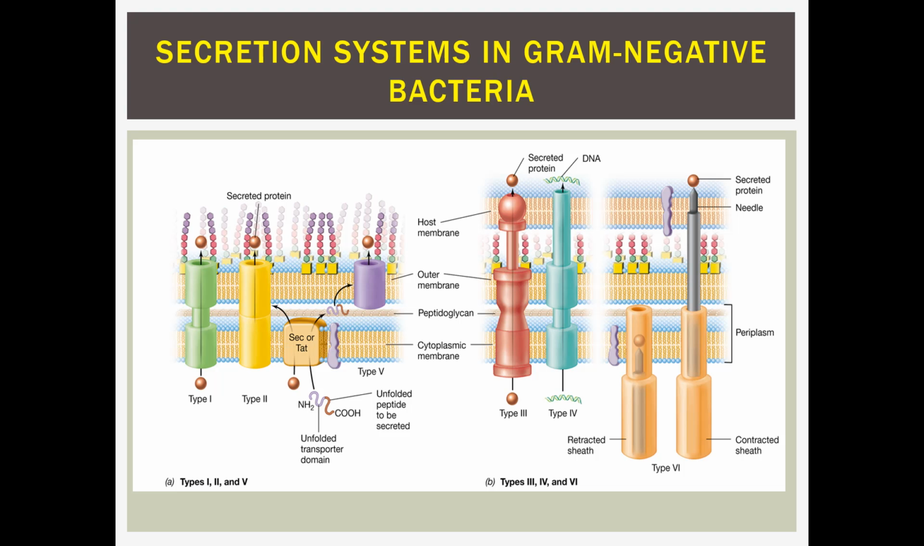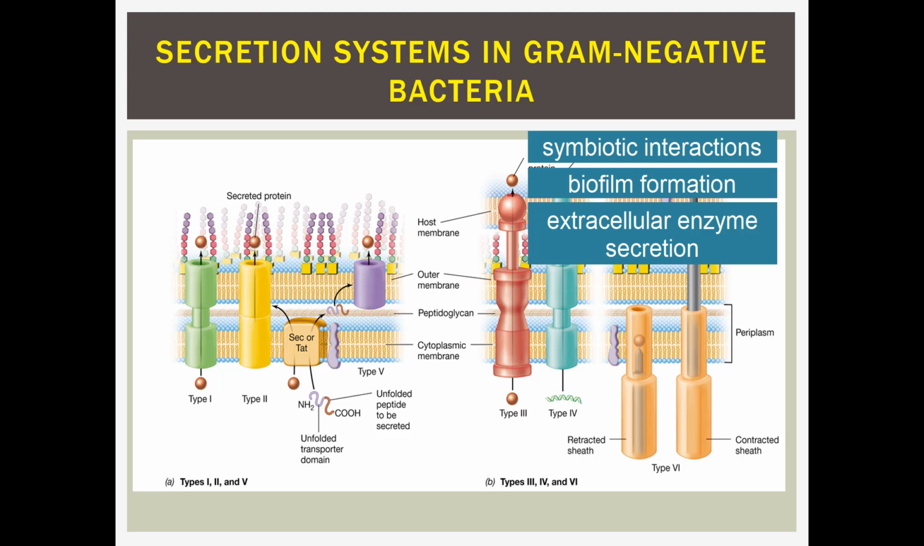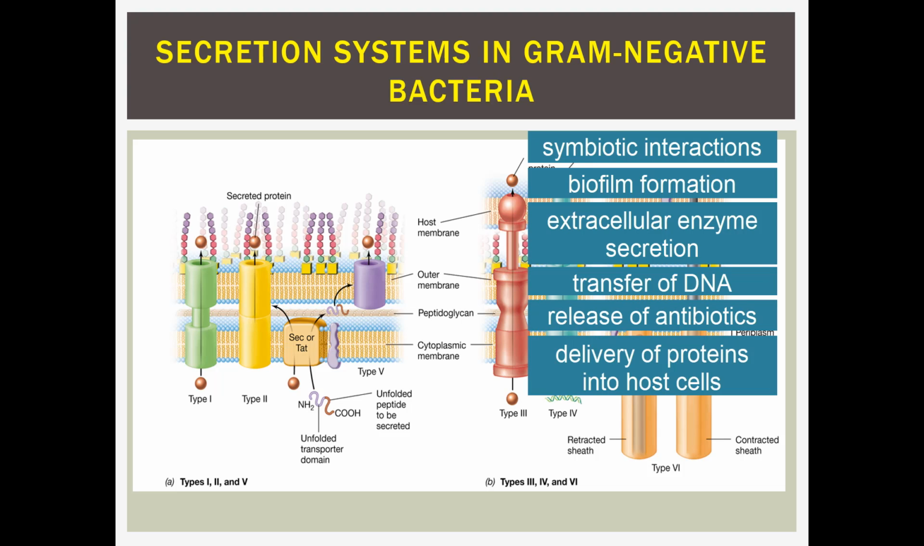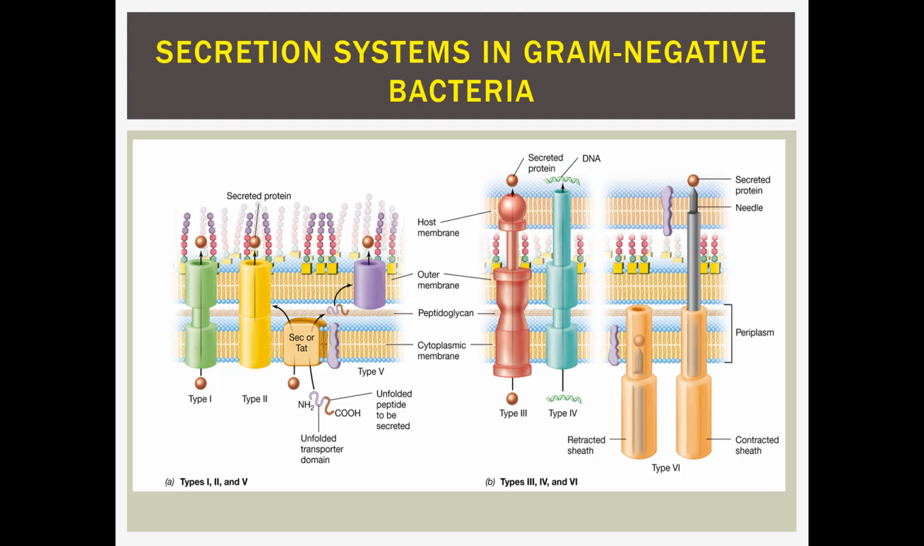Type 1 to type 6 secretion systems facilitate several cellular activities, including symbiotic interactions, biofilm formation, extracellular enzyme secretion, transfer of DNA, release of antibiotics, and delivery of proteins into host cells. Thus, molecules secreted by these systems allow bacteria to interact with the environment and other organisms. Each of the systems specifically recognizes its substrate based on amino acid residues and is composed of a large complex of proteins that forms a translocase channel spanning one or more membranes through which the secreted molecule travels.